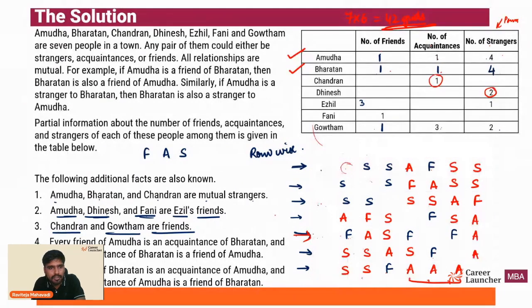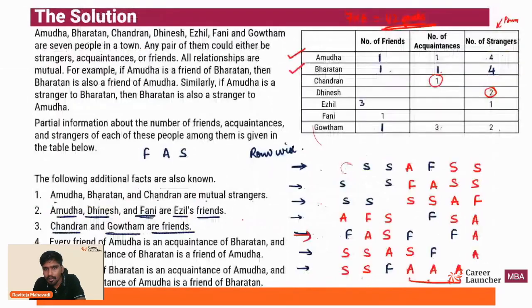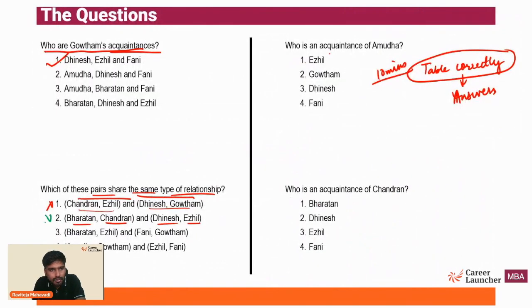No, option 1 is not the same type of relationship. B and C, D and E. B and C are strangers. D and E are friends. Not the same type of relationship. Option 2 is not correct.